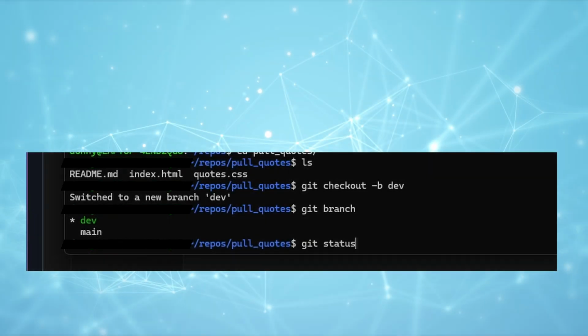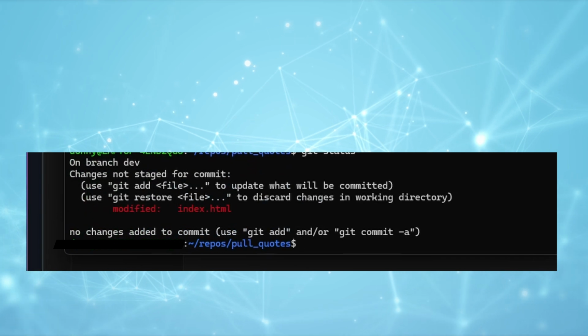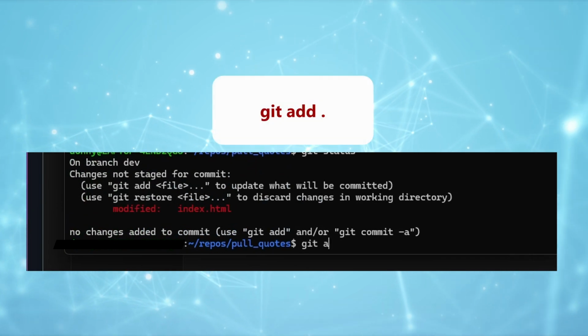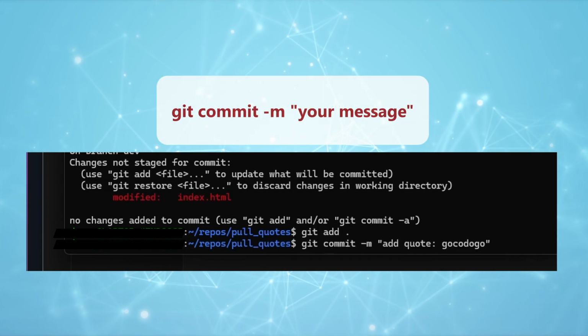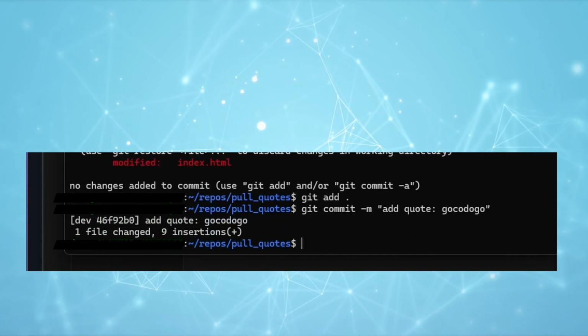Once you're happy with the updates, add and commit the changes. You can either add the changed file or add everything with git add dot. Finally, commit it with a message such as add quote and your GitHub username. So all the changes that you need to make locally are completed now.